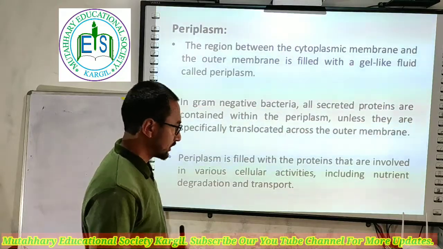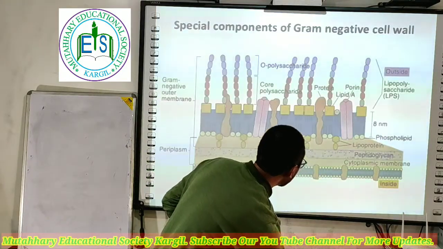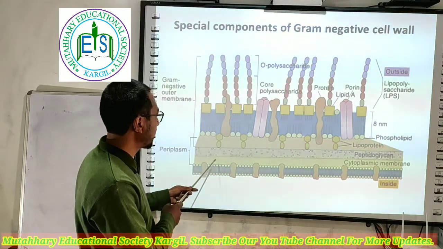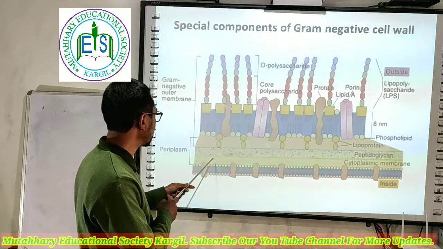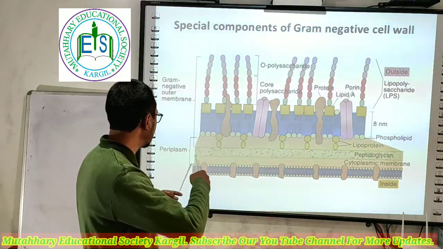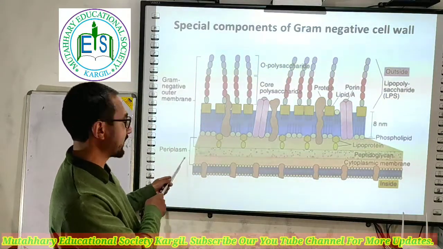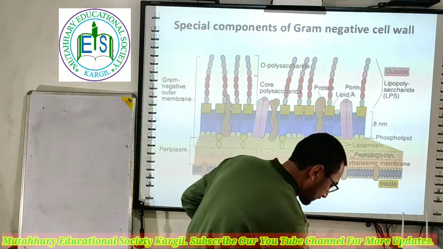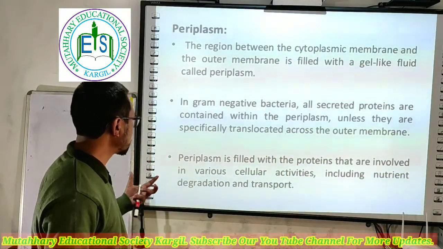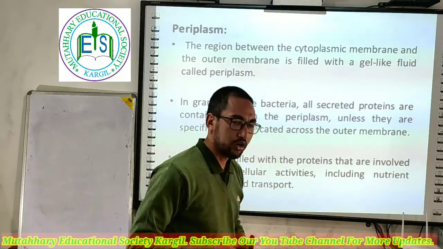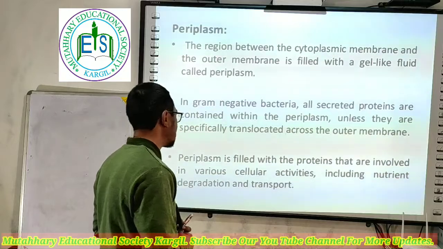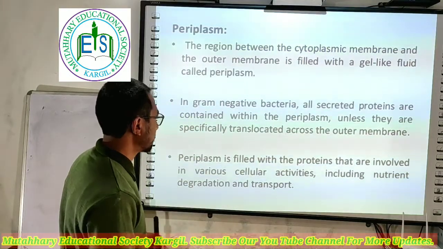Periplasm is the space between the outer membrane and the inner membrane, including the peptidoglycan. This whole area is called the periplasmic space, or the periplasm. This periplasmic space acts as a kind of storage site, or a site of nutrient degradation, or a site of other cellular activities as well.